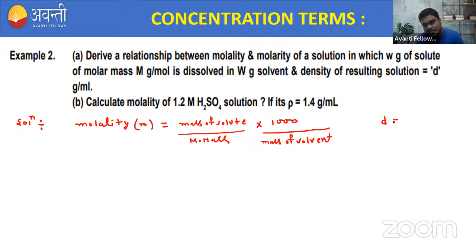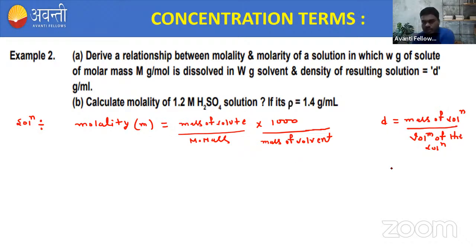So we know that density is equal to what? Always remember, density is equal to mass of the solution upon volume of the solution. So this is all about the density, right? Mass upon volume. Now, we have to calculate the mass of the solvent.